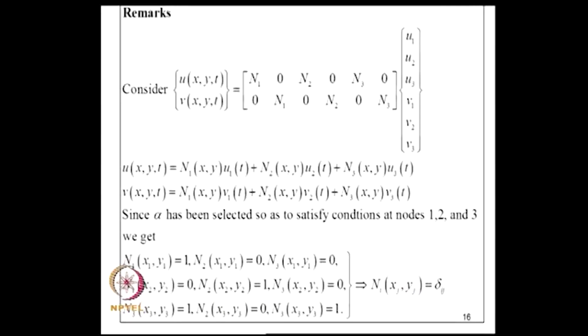Now, let us consider this equation and make some observations. u can be written as N1(x, y) u1(t) plus N2(x, y) u2(t), etc. Since alpha has been selected so as to satisfy the conditions at nodes 1, 2 and 3, N1 at (x1, y1) must be 1, N2 at (x1, y1) must be 0, and N3 at (x1, y1) must be 0. In general, I can write Ni(xj, yj) is delta ij, where delta ij is the Kronecker delta.